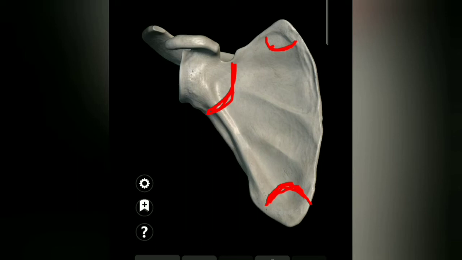The lateral or the glenoidal angle. This one is the lateral or the glenoidal angle. It bears the glenoidal cavity or the fossa, which is directed forwards, laterally and slightly upwards. A supraglenoidal tubercle is present above the glenoidal cavity.